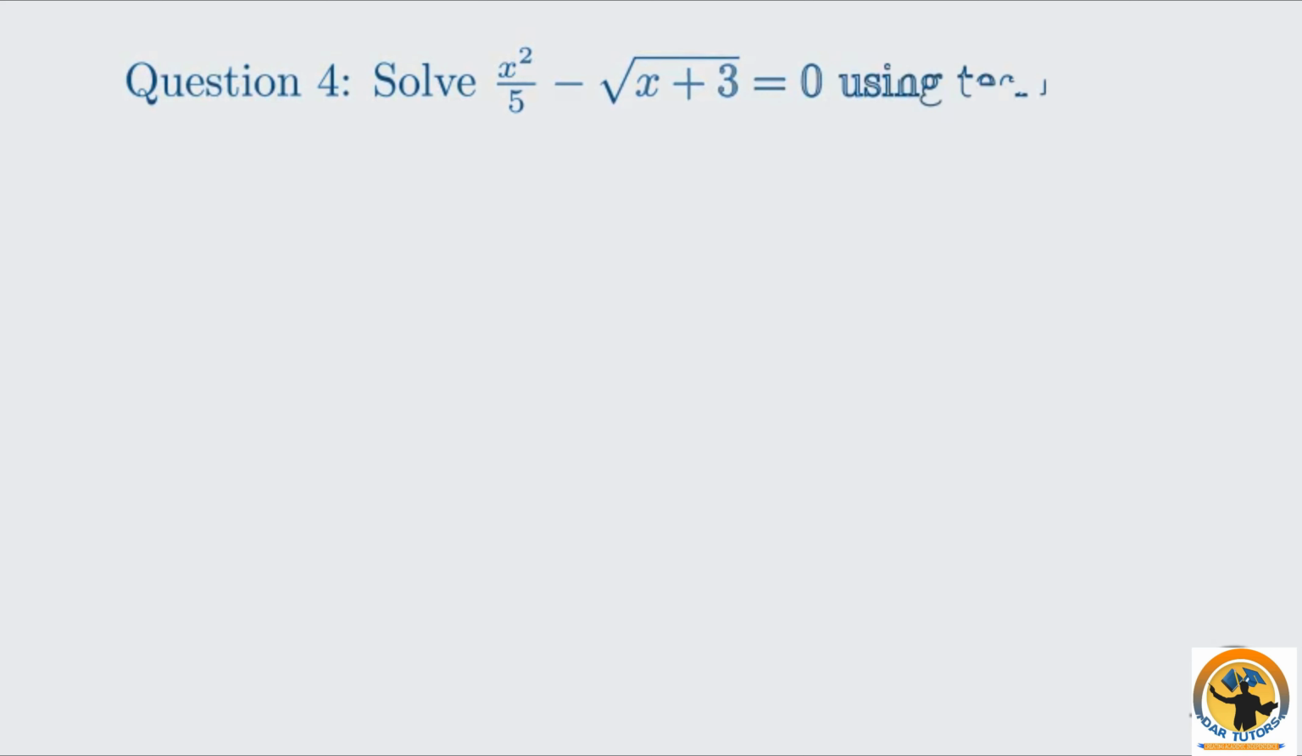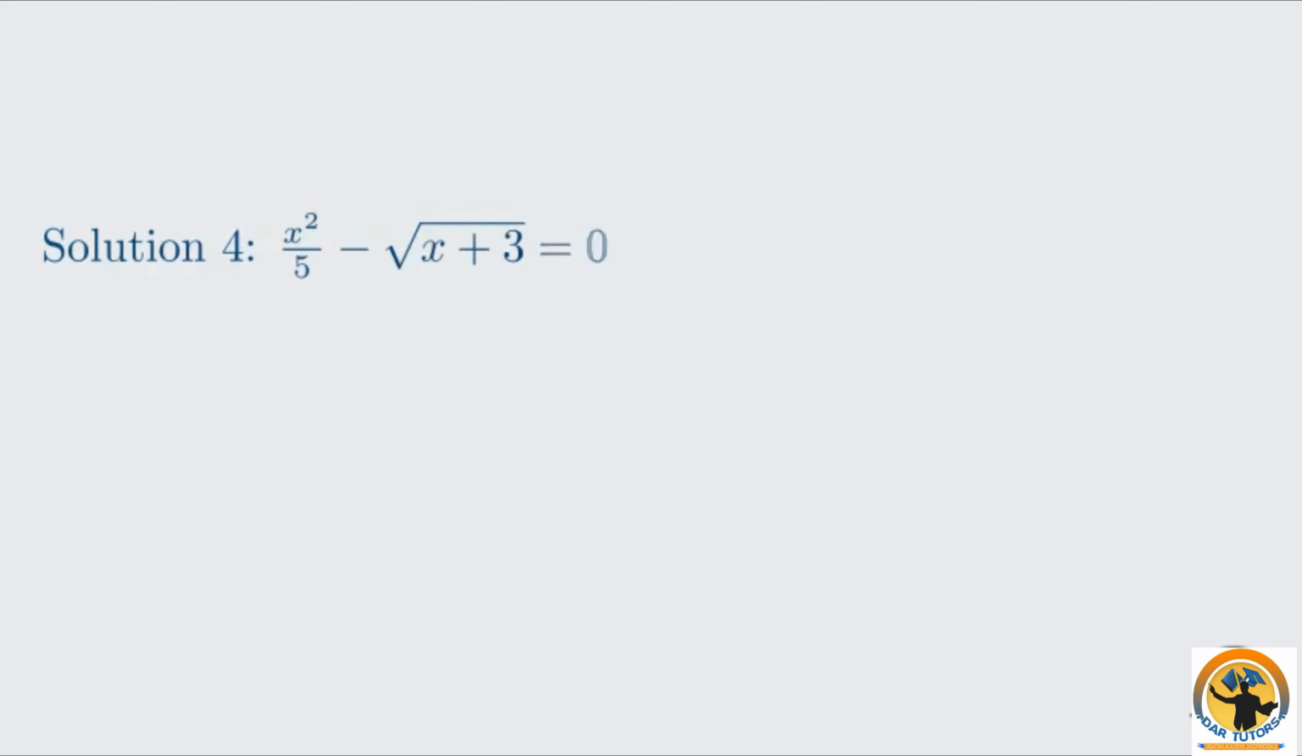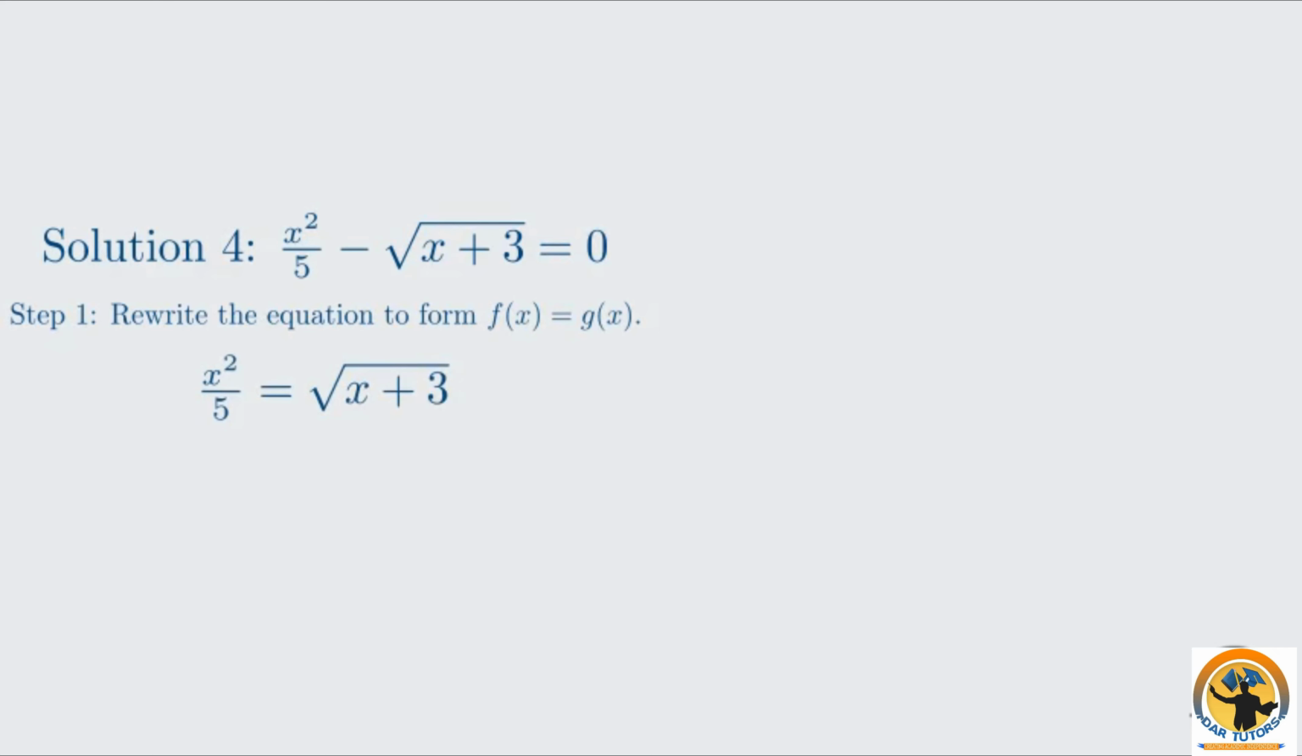Question 4. Solve the equation x squared over 5 minus the square root of x plus 3 equals 0 using technology. Give your answer to 3 significant figures. Here is the solution to question 4. This equation is not a polynomial, so we will use the graphing method. We can rewrite the equation as x squared over 5 equals the square root of x plus 3.